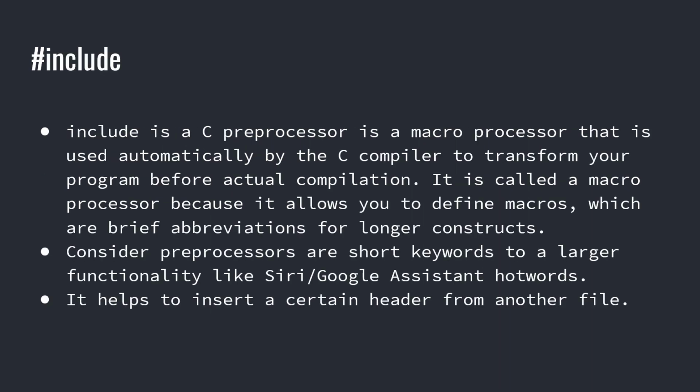Next, hash include. Include is a C preprocessor and is a macroprocessor that is used automatically by the C compiler to transform your program before actual compilation. It is called a macroprocessor because it allows you to define macros, which are brief abbreviations for longer constructs. Consider preprocessors to be short keywords to a larger functionality, like Siri or Google Assistant hot words. It helps to insert a certain header from another file.